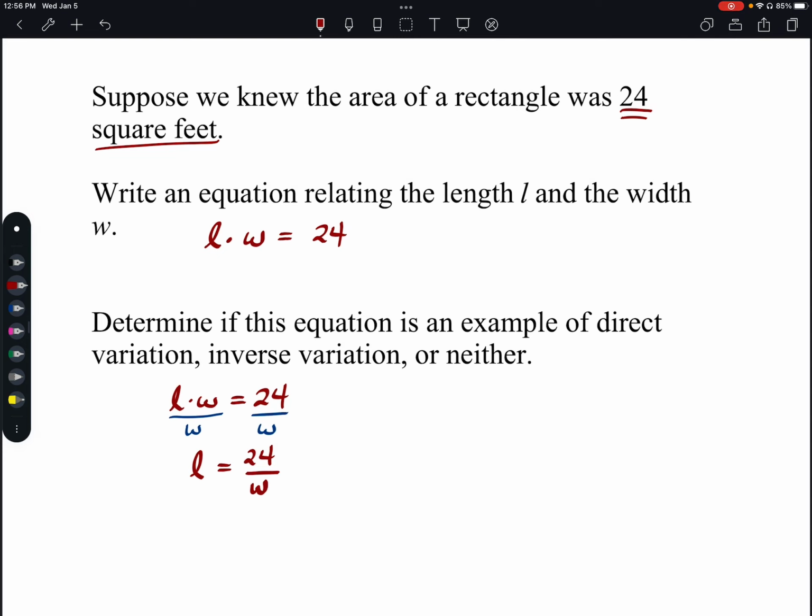And it wouldn't matter if we switched the variables. If we said length times width equals 24 and then we divided each side by the length, it still ends up giving us that relationship where W equals 24 divided by L. So this is an example of inverse variation.